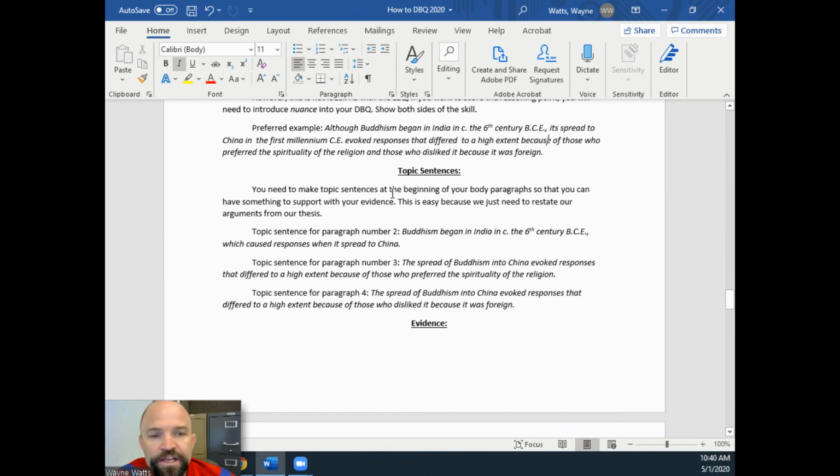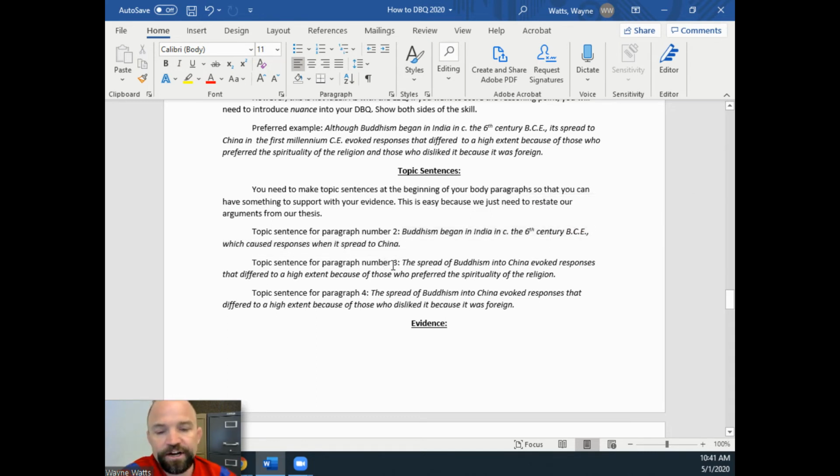So, topic sentences. You need to make topic sentences at the beginning of your body paragraphs so that you can have something to support with your evidence. Otherwise, you can't get those additional evidence points. This is easy because we just need to restate our arguments from our thesis. Use the language of the question. So, topic sentence for body paragraph number 1 or total paragraph number 2: Buddhism began in India in circa the 6th century BCE, which caused responses when it spread to China.